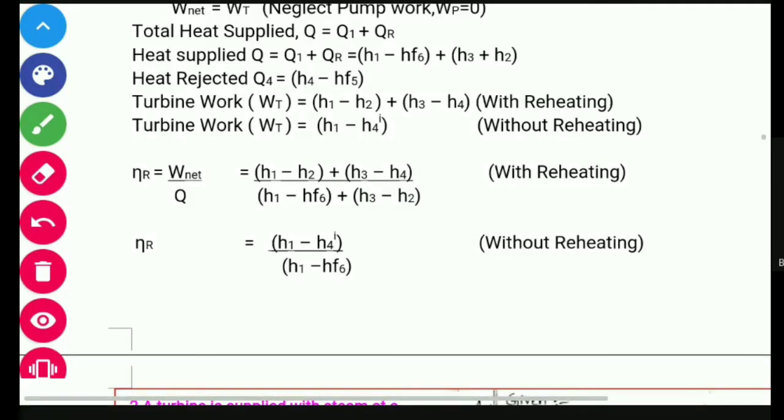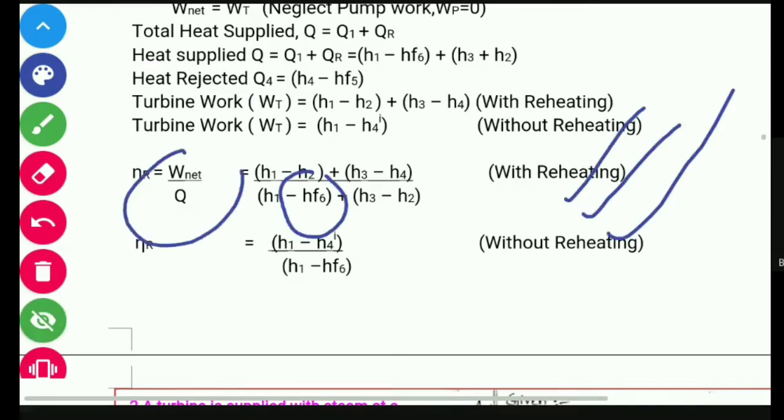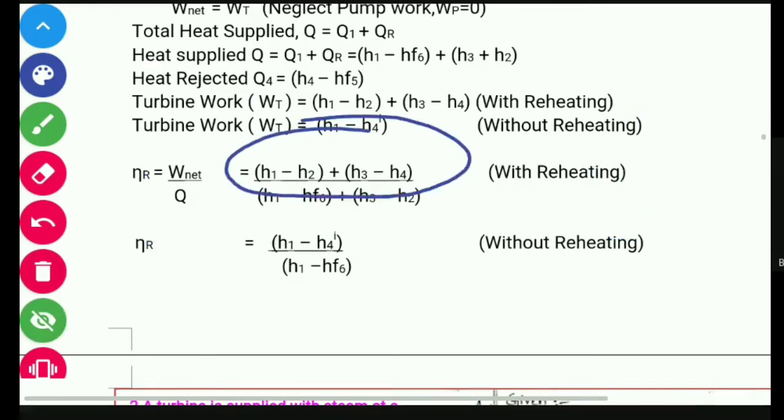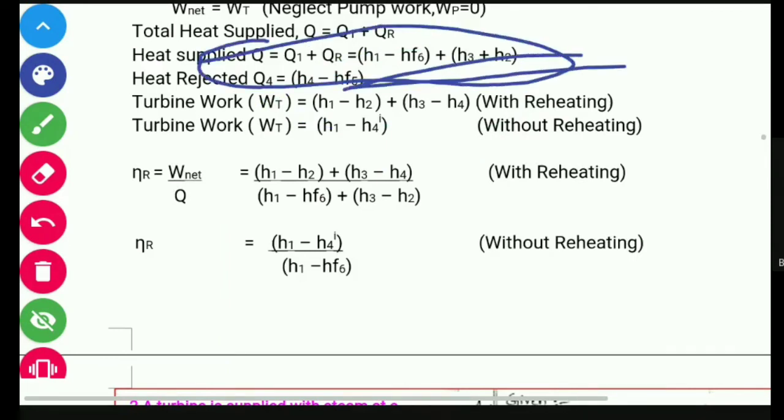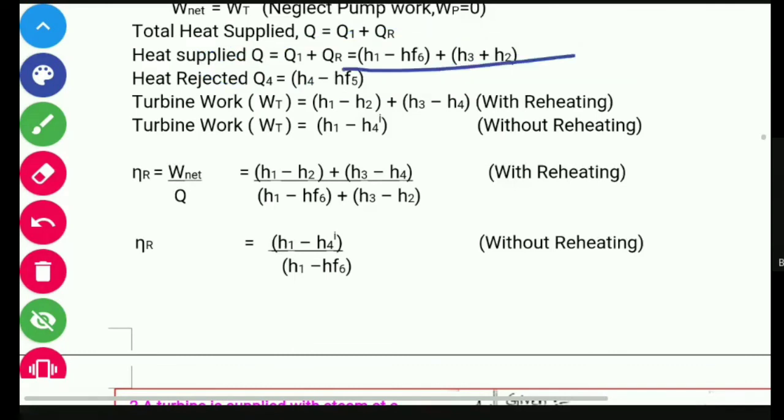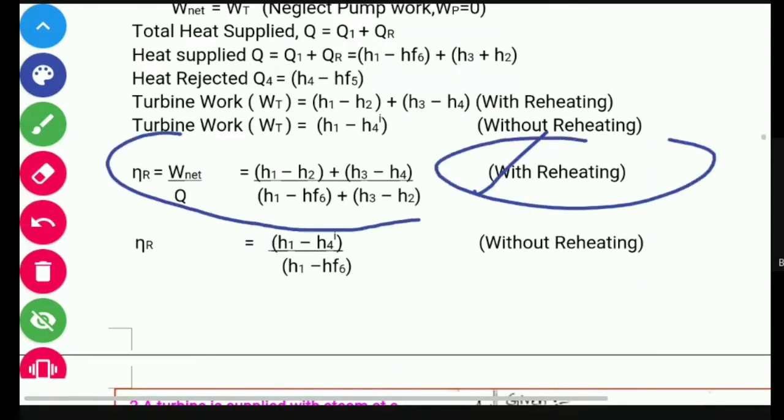Yes, sir. Right. Okay. So yeah, you have to find out the reheating efficiency. The formula is the network done by heat supplied. The network means turbine work, and Q means the total heat. So this is the network, or turbine work with negative pump work, by Q, where Q is the total heat. That is H1 - HF6 plus H3 - H2. Okay, this is the input. And this is the efficiency with reheating, by providing the reheater.